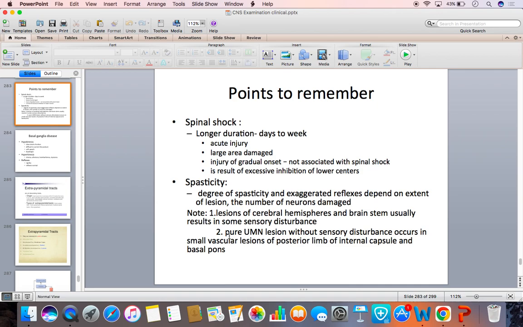Then coming to the spasticity. Degree of spasticity and exaggerated reflexes depend on the extent of the lesion and the number of neurons damaged. Lesions of cerebral hemispheres and brainstem usually result in some sensory disturbance. Look into that particular point. Whereas pure UMN lesion without sensory disturbance occurs in small vascular lesions of the posterior limb of the internal capsule and basal pons.